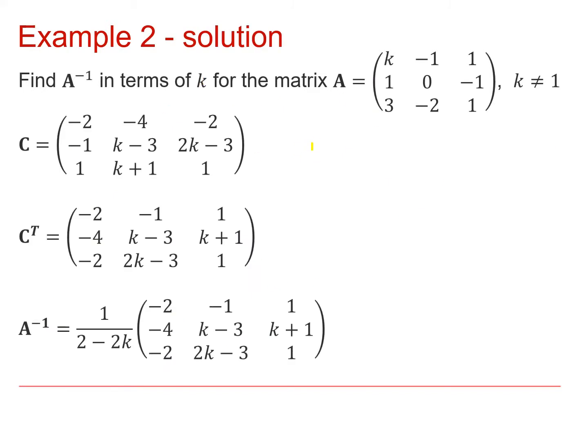Again, there's that written up neatly for you. The determinant calculation isn't on here, but you can see there's the confirmation of the determinant as 2 minus 2k. So your matrix of cofactors, the transpose of that, and then this gives you the inverse of the matrix.